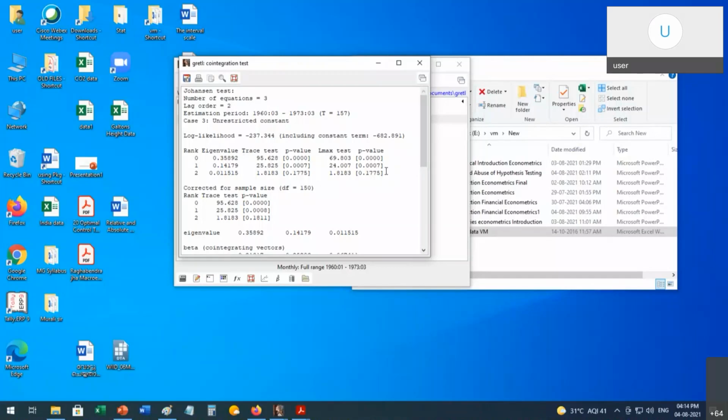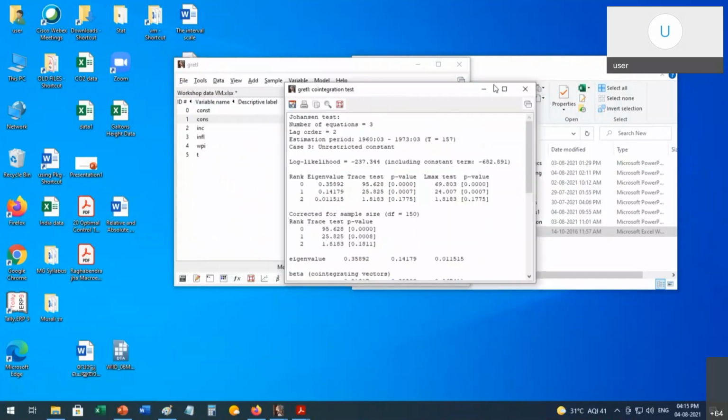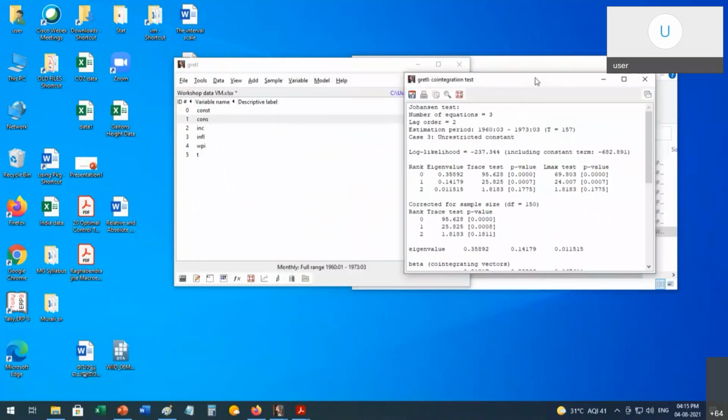If it is not clear, what I am going to do is take the first difference of all these three variables. Taking the first difference of all these three variables means they are all stationary variables. Then I will do the JJ test. Let us see what will happen.